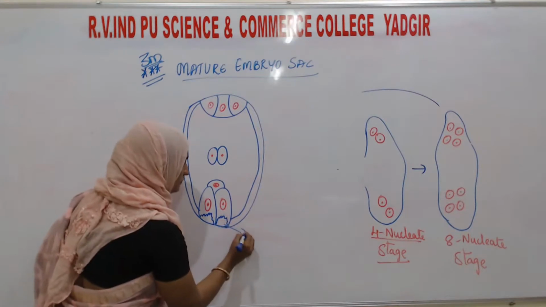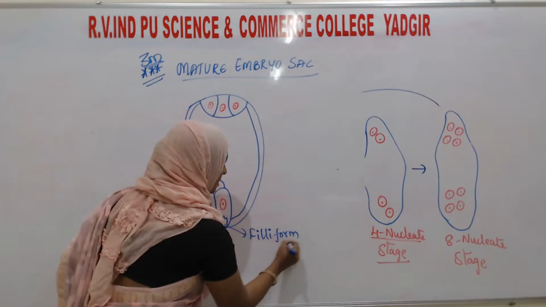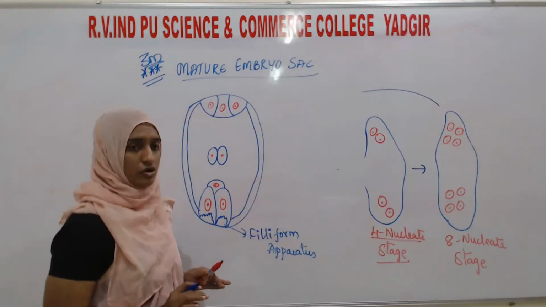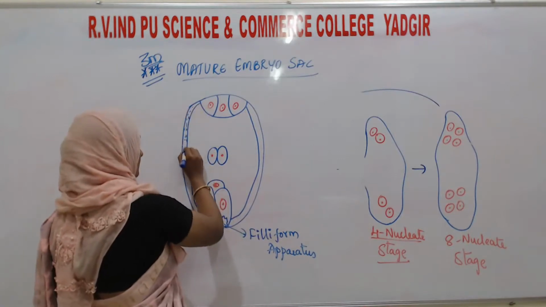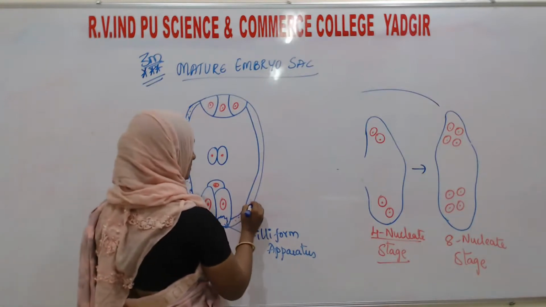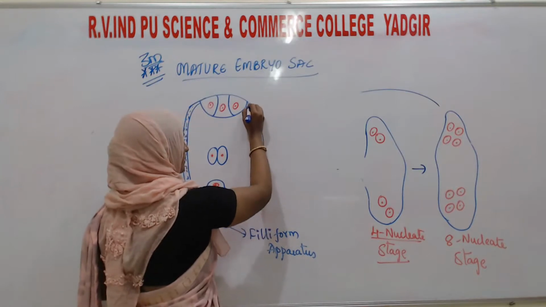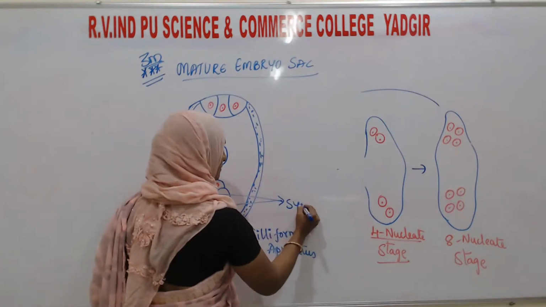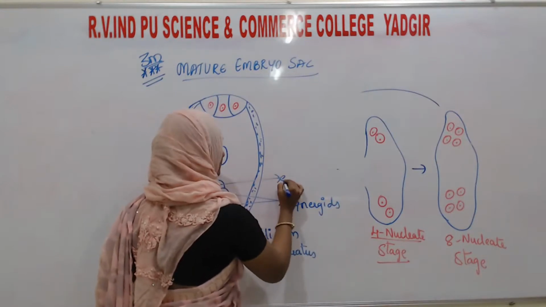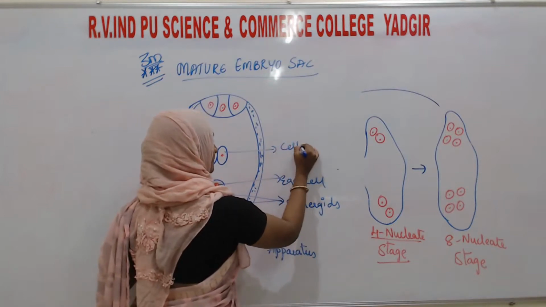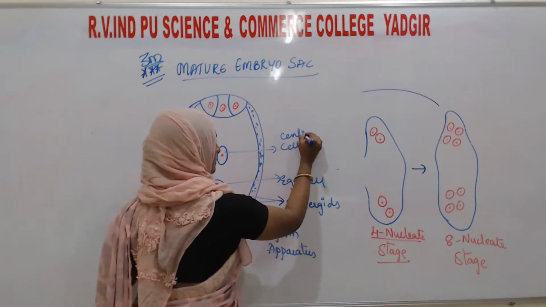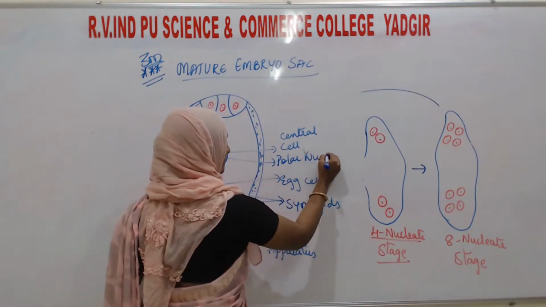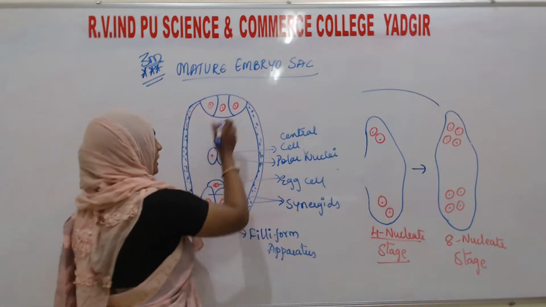Specialized thickening will be there. This thickening is known as the filiform apparatus. If they ask for 3 marks, draw a labelled diagram of a mature embryo sac, this diagram you have to draw. Okay, these are the 2 synergids. One egg cell, central cell, and here are the polar nuclei. Next to that, these are the antipodal cells.